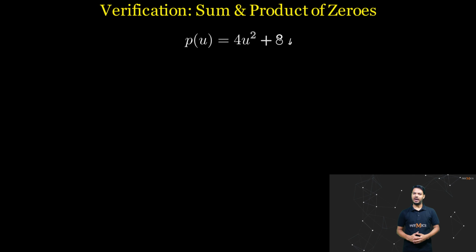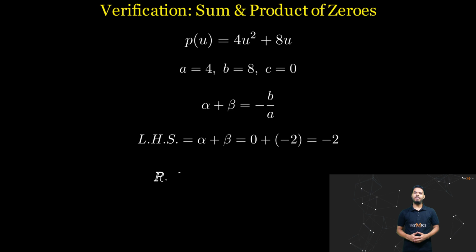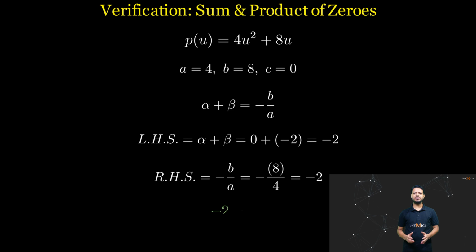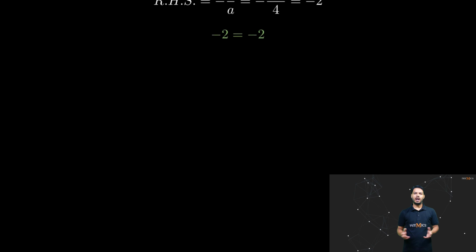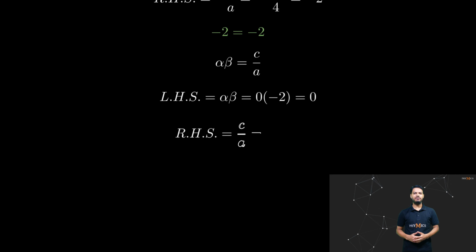To verify the relationship between the zeros and the coefficients, we have a = 4, b = 8 and c = 0. We know that the sum of the zeros is equal to -b upon a. By solving the LHS we get -2, and by putting the corresponding values on the RHS we also get -2. Also the product of the zeros is equal to c by a. Similarly, by solving the LHS and RHS independently we get 0. Hence the relationship is verified.